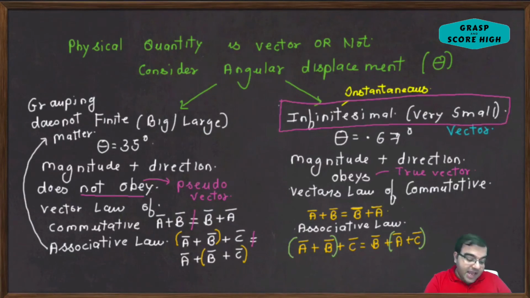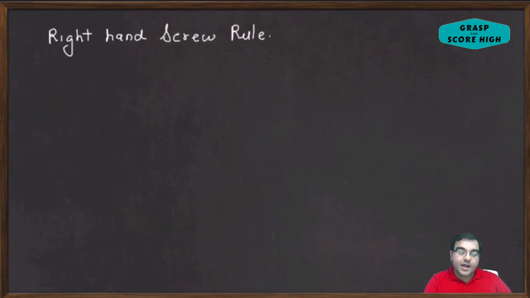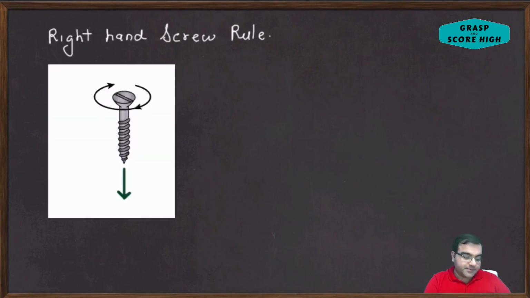So remember, from now onwards, we are only going to consider very small or instantaneous vectors. Now understand two important rules. One is called the right hand screw rule. So can you see the screw?